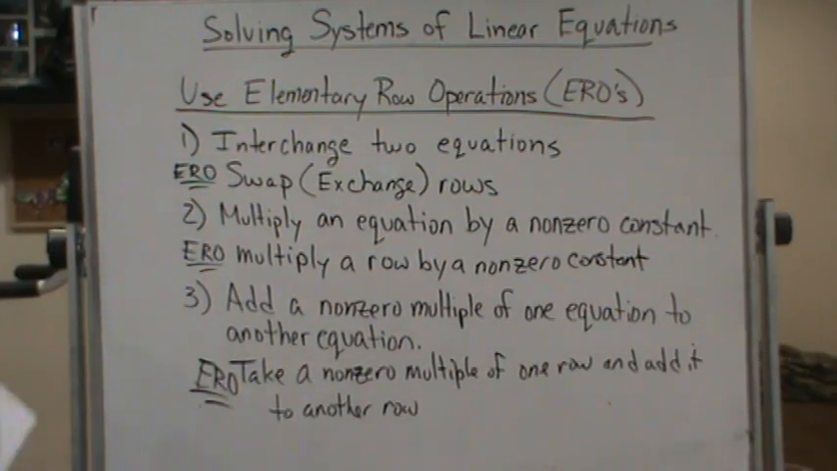elementary row operation. So there are 3 elementary row operations that we can do on augmented matrices that correspond to the 3 transformations that we can do to an equation in a system of equations. So it's basically analogous to what we've been doing already, but these are what we're going to call elementary row operations because we're dealing with matrices.